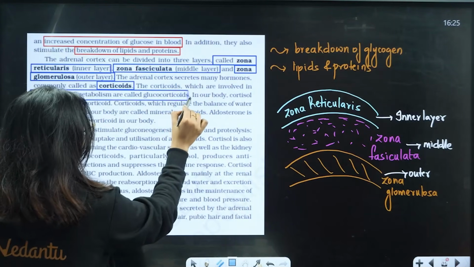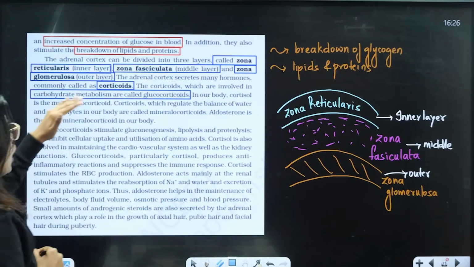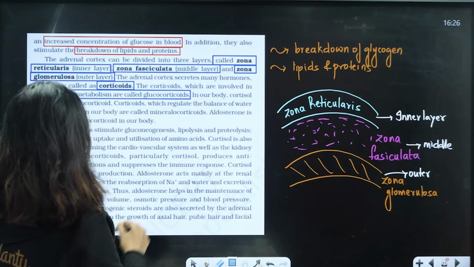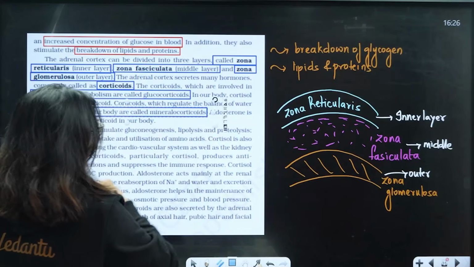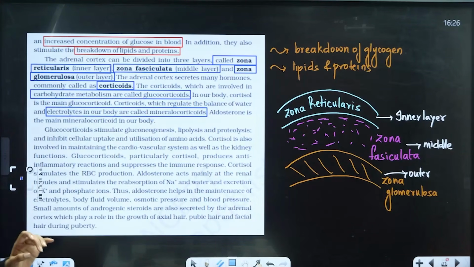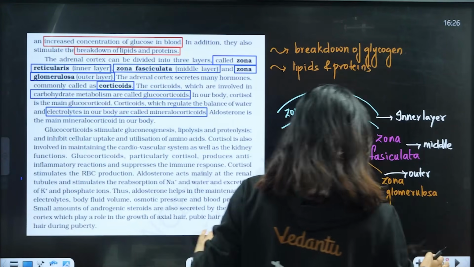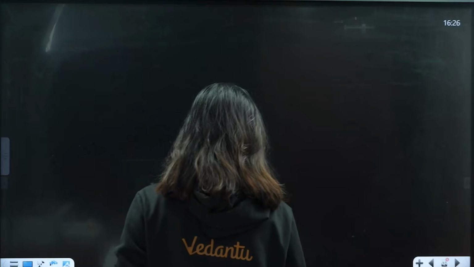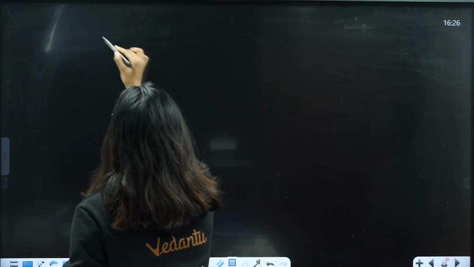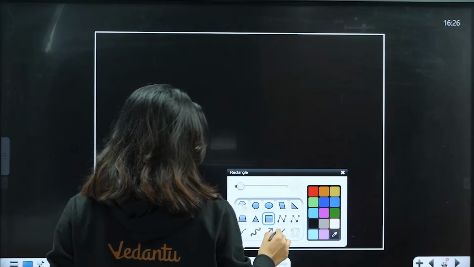are called glucocorticoids. In our body, cortisol is the main glucocorticoid. Corticoids which regulate the balance of water and electrolytes in our body are called mineralocorticoids. So you have glucocorticoids. First you have zona glomerulosa. Remember this? Wait. Shall I read the whole NCERT then write the box? I think that will be better.